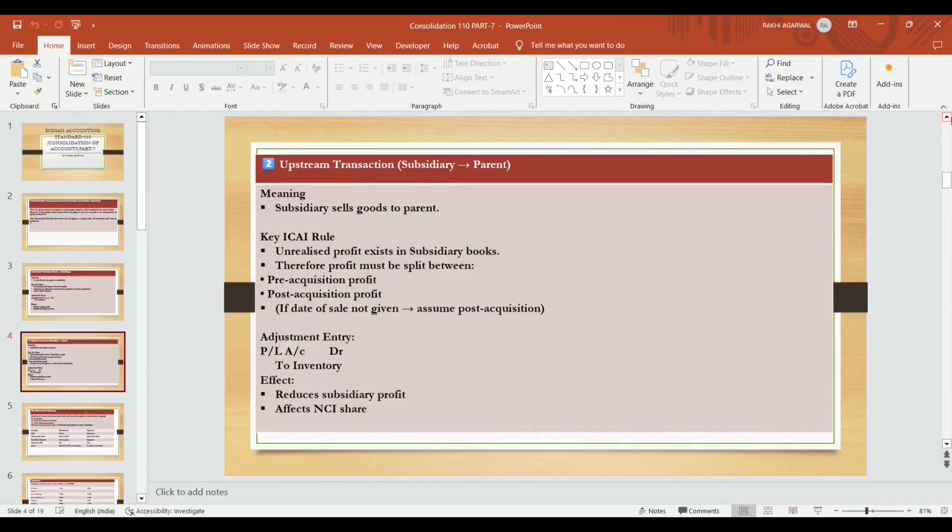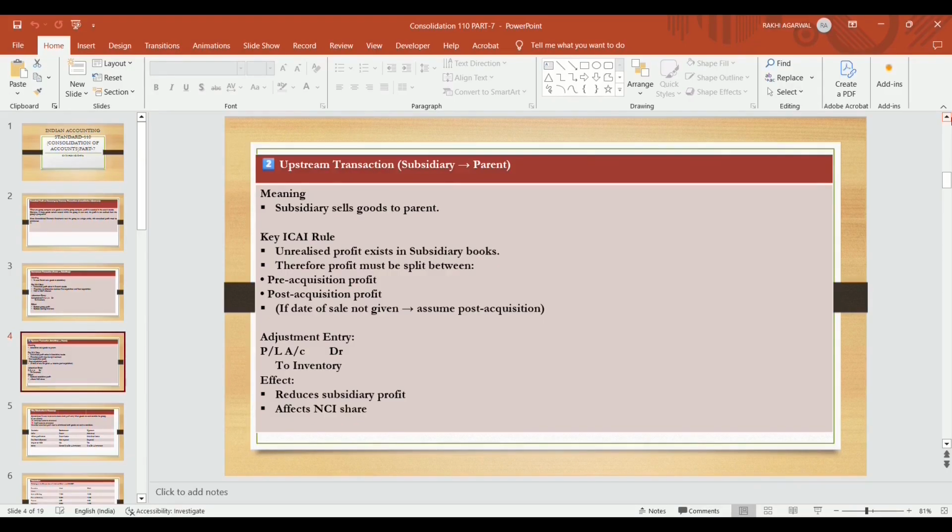Upstream transaction: if the subsidiary sells goods to the parent, in that case what happens? The subsidiary is the seller, the parent is the receiver. Profit is booked in the subsidiary's books. Then in that case what happens? Unrealized profit exists in the subsidiary's books. Therefore profit must be split.